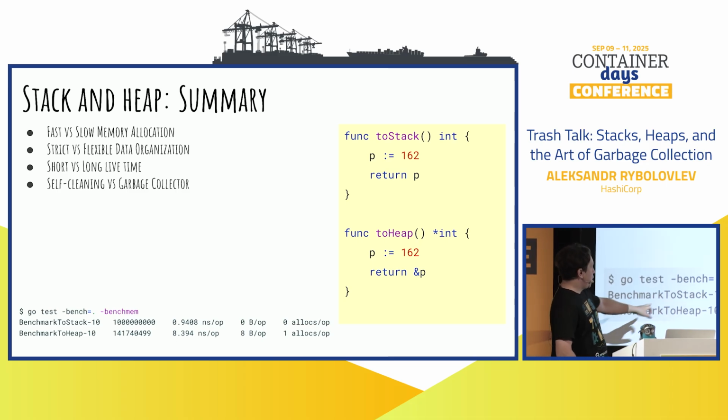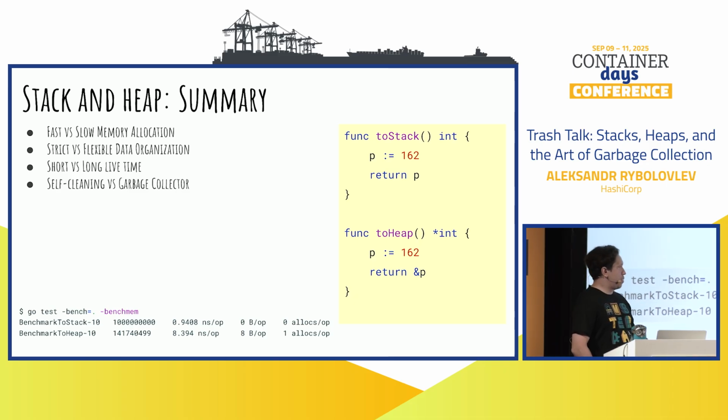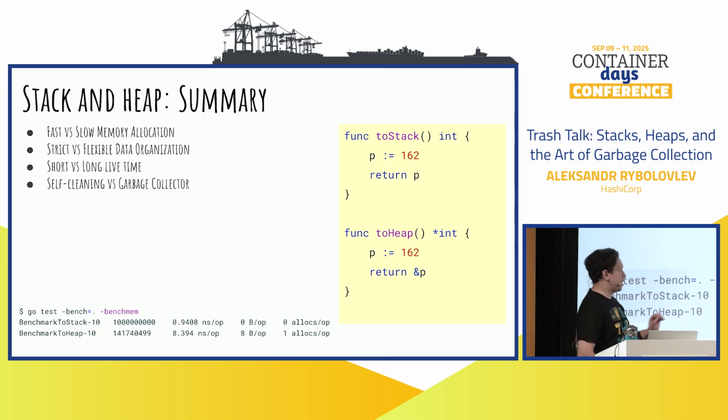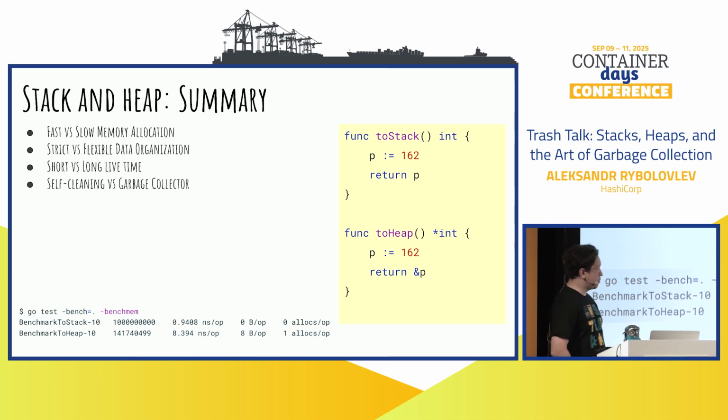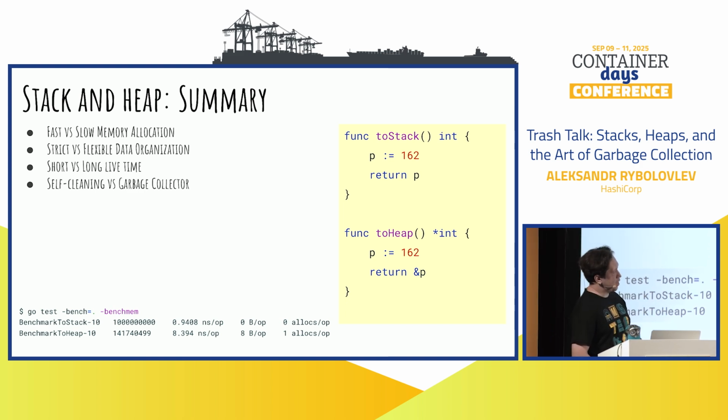As you can see, when we stay within a stack, it requires just 0.94 nanoseconds per operation. There are 0 allocations, and it's super fast. When it comes to heap allocation, you can see that it's roughly 9 times slower. It's 8.3 nanoseconds, and we can see that there are some allocations happening.